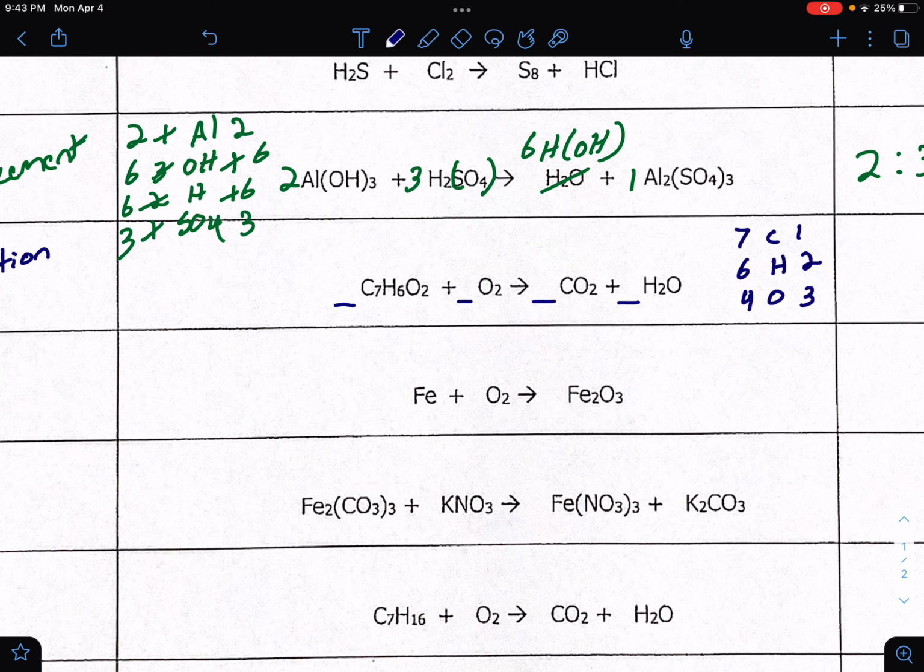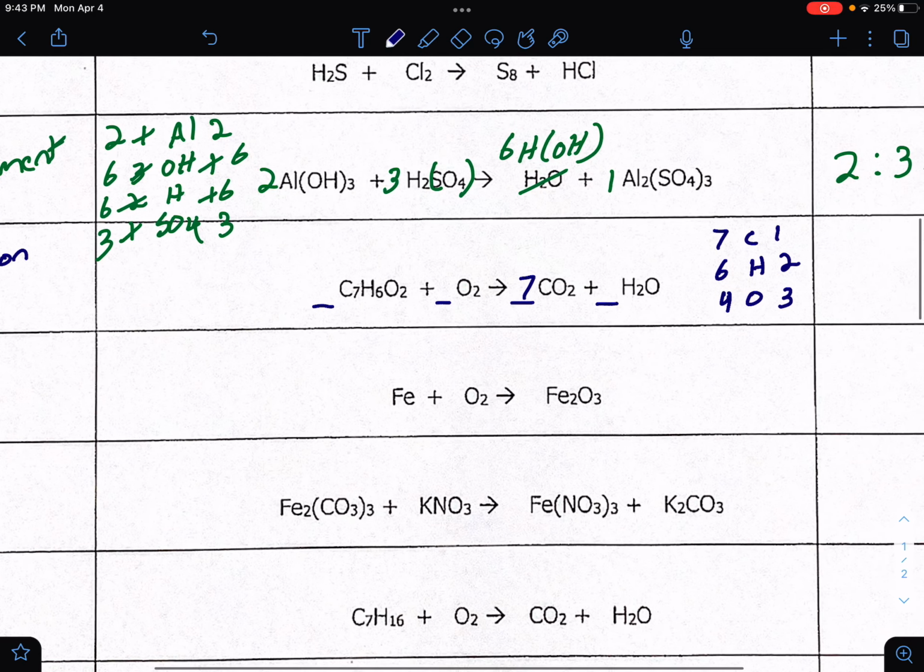So I have 7 carbons on the left and only 1 on the right. So I'm going to put a 7 in front of that CO2. So that fixes my carbons, but now you have to pay attention to your oxygens. 7 times 2 gives me 14, but don't forget this 1 right here. So that's actually 15 oxygens.